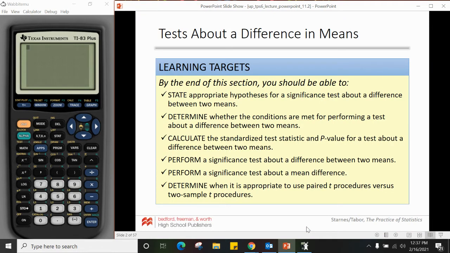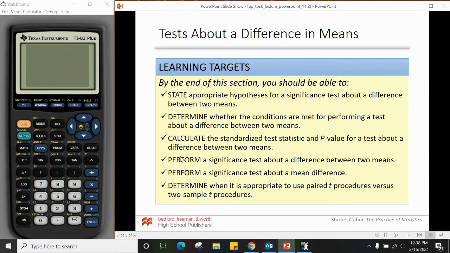You should be able to state appropriate hypotheses for a significance test about a difference between two means. Determine whether the conditions are met for performing a test of a difference of means. Calculate the standardized test statistic and the p-value for a test about a difference between two means. And then perform a significance test about a difference between two means, and perform a significance test about a mean difference.